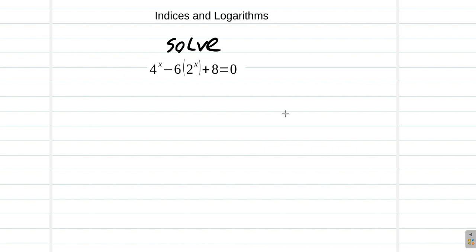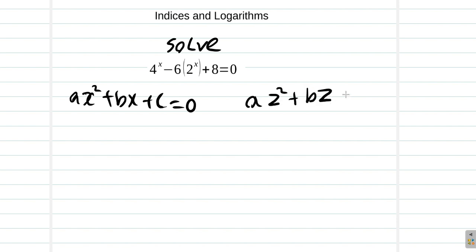So a quadratic equation would be in the form ax squared plus bx plus c equals 0. Now you have x being used already, so it could be, say, az squared plus bz plus c equals 0, whatever other letter you want to use.